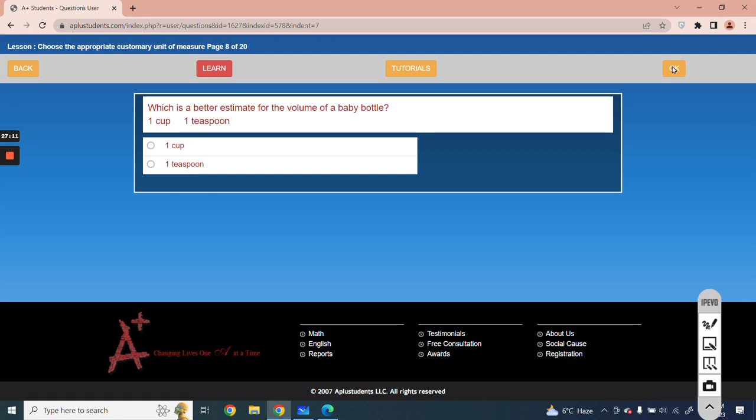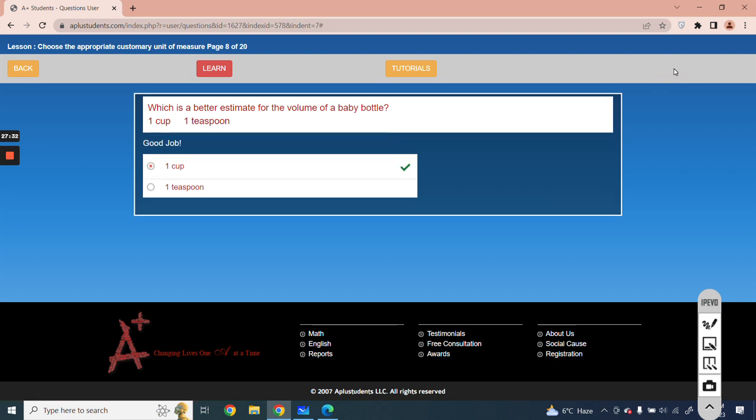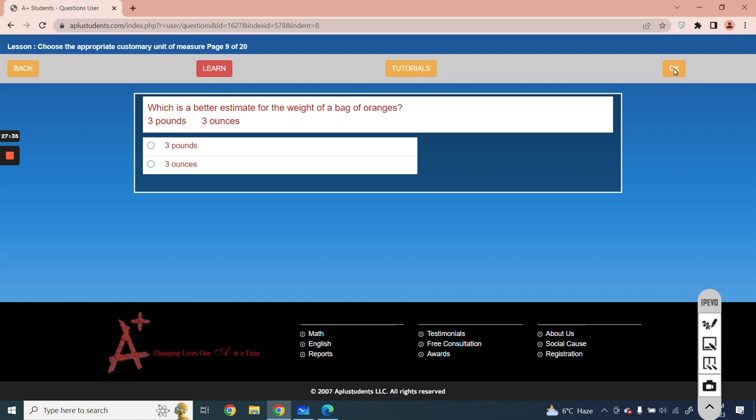Okay, the next one is, which is a better estimate for the volume of a baby bottle? So it is 1 cup or 1 teaspoon? Very good. It is 1 cup. Just select the correct option and click on the OK button. Okay, which is a better estimate for the weight of a bag of oranges? Which option is the correct one? 3 pounds or 3 ounces? It would be 3 pounds, because ounces is a smaller unit.